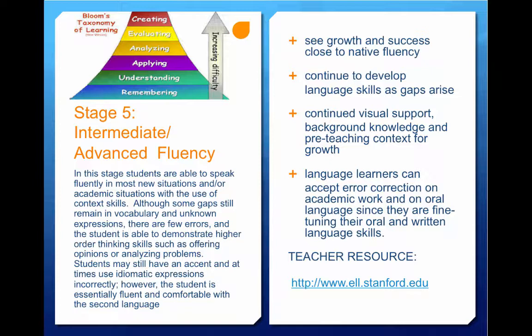Remember, that language is still coming through a native language filter and a native language thinker, and so sometimes they're still adapting that. We're continuing to use visual supports, background knowledge, and pre-teaching context sometimes so that they can continue to grow. Language learners can accept error correction at this point. They are not only accepting of error correction, but oftentimes error correcting themselves, both in verbal and written language.